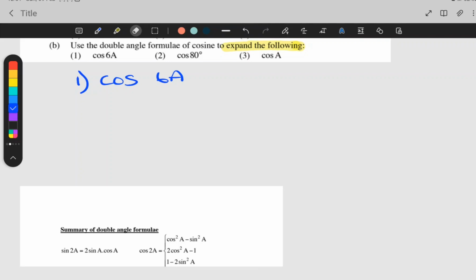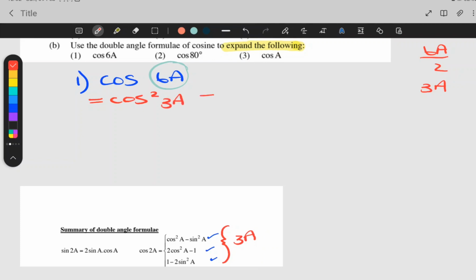Number 1 says you have to expand cos 6A using double angles. For this one, I'm going to do all 3 for you. So step number 1, before we even start, circle this and do a side note. On the side, this is 6A divided by 2. It's a double angle, so we divide by 2. The answer is 3A. So wherever there's an A, our angle is now 3A. For the first one, it's cos squared 3A minus sine squared 3A. This and this comes from that.